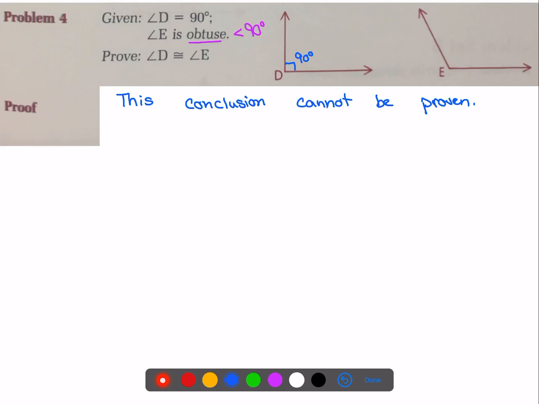So, the reason that this cannot be proven, well, first off, we know angle E is obtuse. So I'm going to go ahead and say that. Since angle E is obtuse, what does that mean about angle E? Well, its measure must be greater than 90.